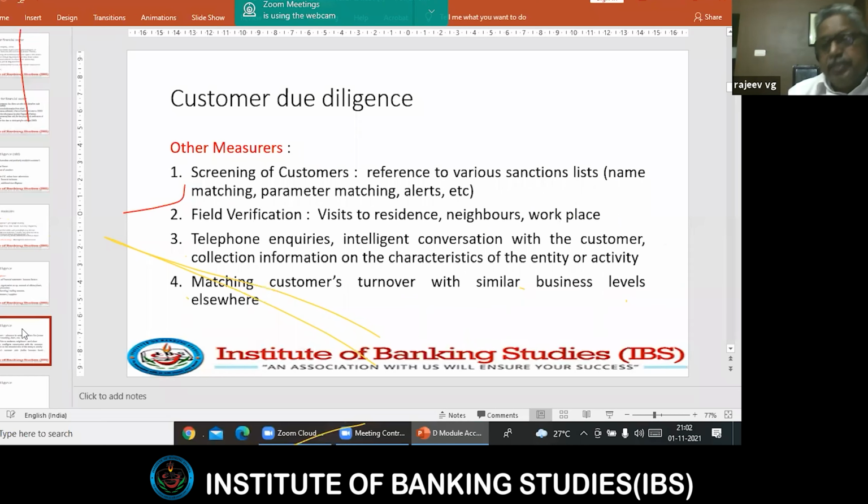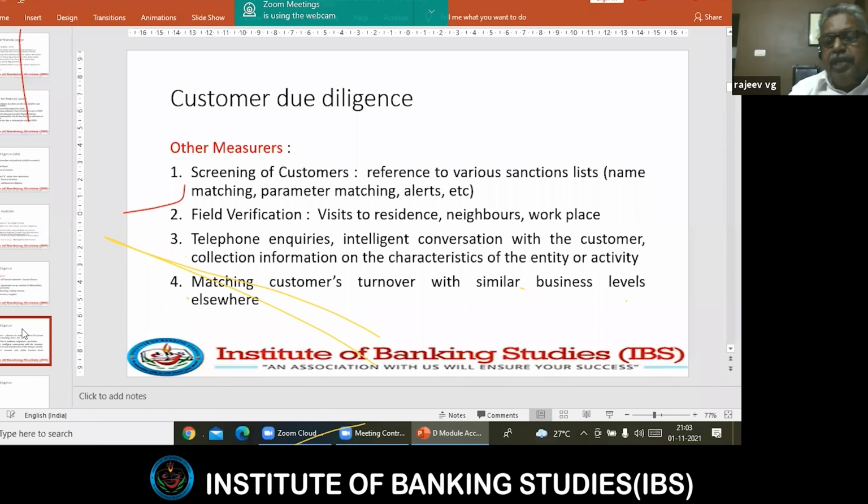Then other measures for additional due diligence will be screening of customers, reference to various sanction lists. As we said earlier, so many sanction lists will be there. Defaulters list will be there. Willful defaulters list will be there. ECGC list will be there. Then parameter matching, alerts, etc.